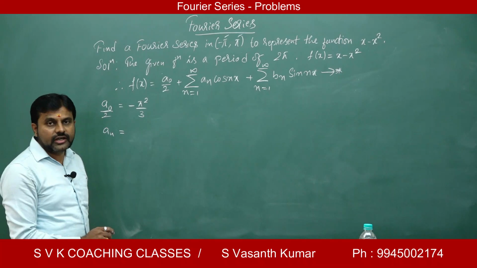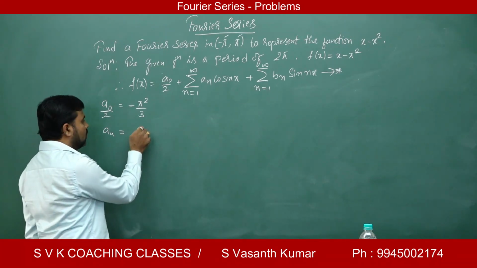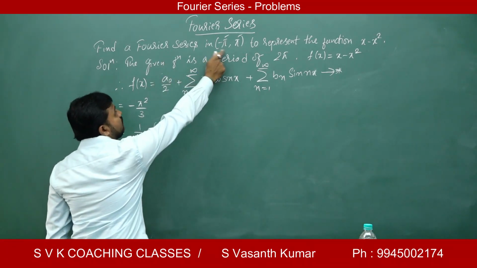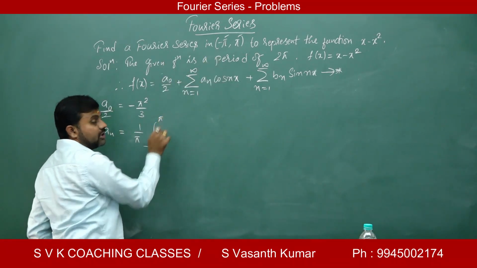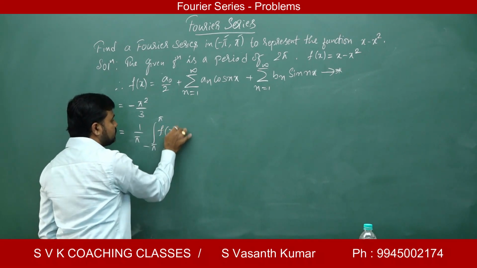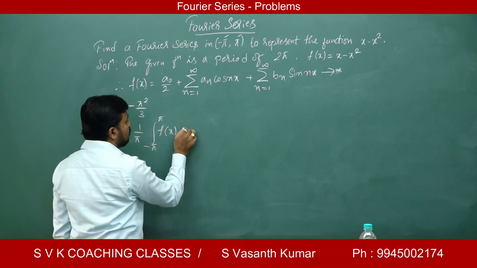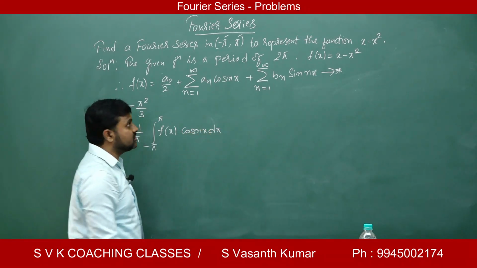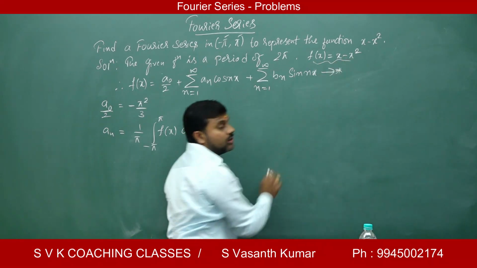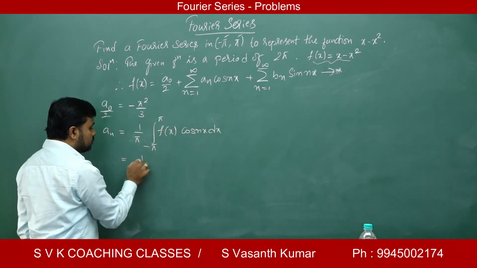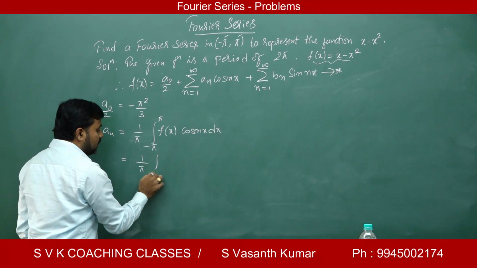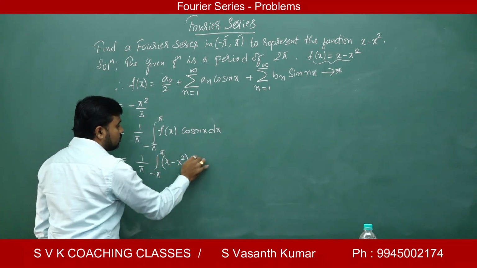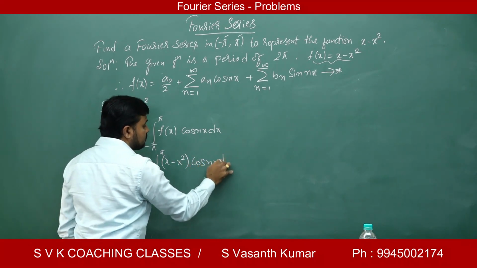Now we shall find an. An is given by 1 by pi integral. See the interval minus pi to pi. Substitute that, minus pi to pi, f of x cos nx dx. What is the given f of x here? Given f of x is x minus x square. Substitute that value: 1 by pi, my integral minus pi to pi of x minus x square into cos nx dx.